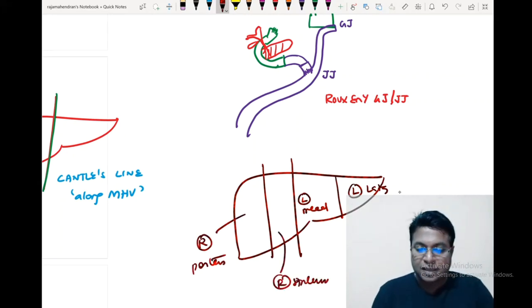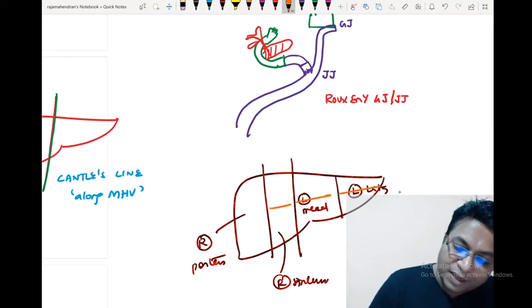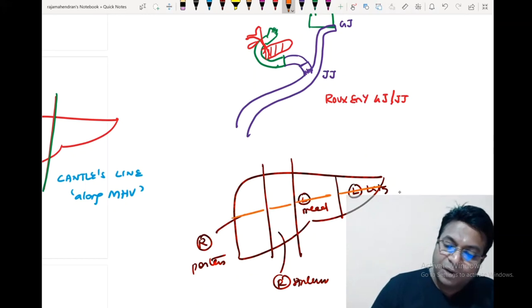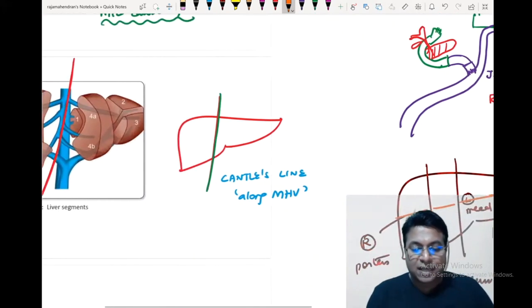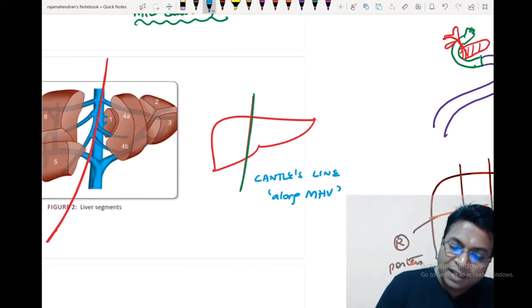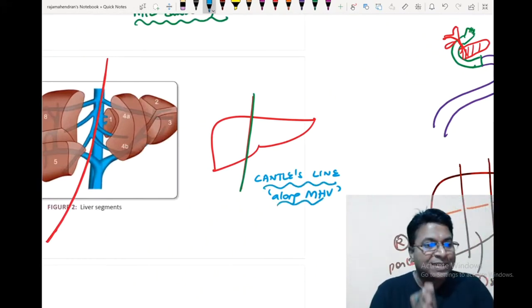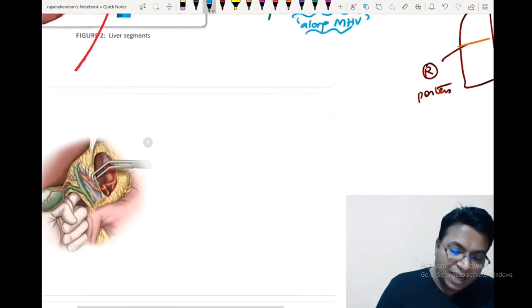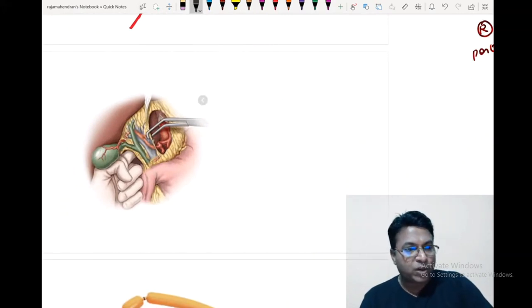The segments, if you want, we have 8 segments. Based on the portal vein, we divide them further into 8 segments. So there are 8 segments and 4 sectors, and the main thing they may ask you in your exam is what is the line dividing the liver into right and left. That is known as Cantlie's line. Okay. So what is this maneuver shown here?